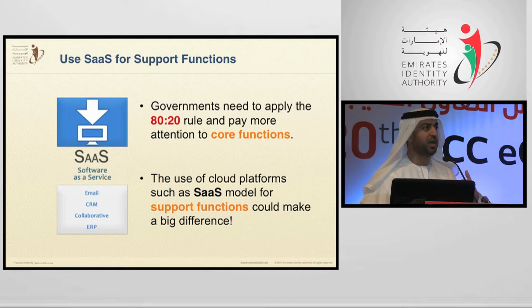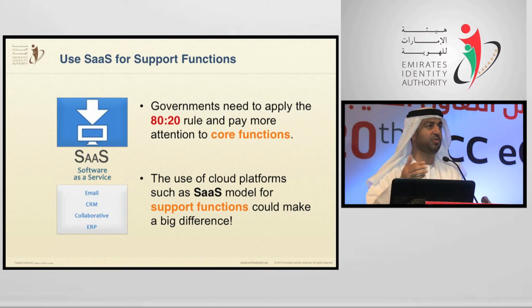In fact, this is what we are doing in my organization, Emirates Identity Authority. We have been subscribing to online systems without having the need to set them up within the organization. And believe me, it made a big difference.